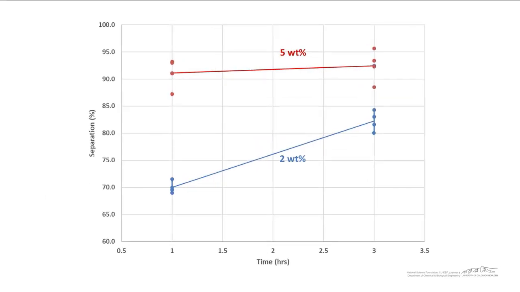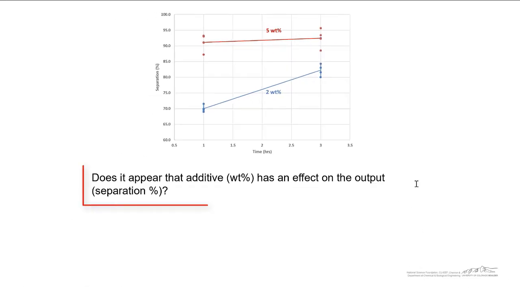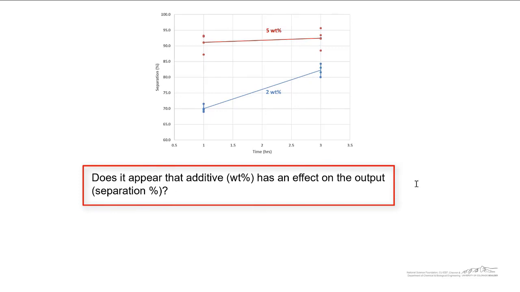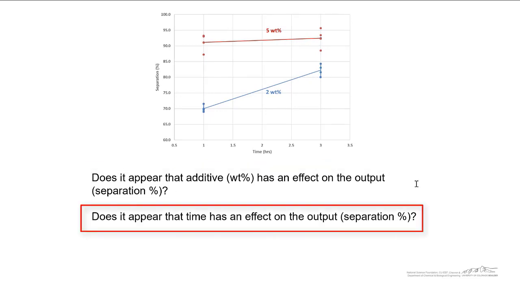If we were to plot these data, this is what we would see. Again, our output is separation. On the x-axis here, I have time of separation, and we're looking at the percent of separation as a function of two different levels of additive percent. We have 2 weight percent here in blue and 5 weight percent in red. So I want you to answer these questions. Does it appear that additive has an effect on the output? Does it appear that time has an effect on the output?